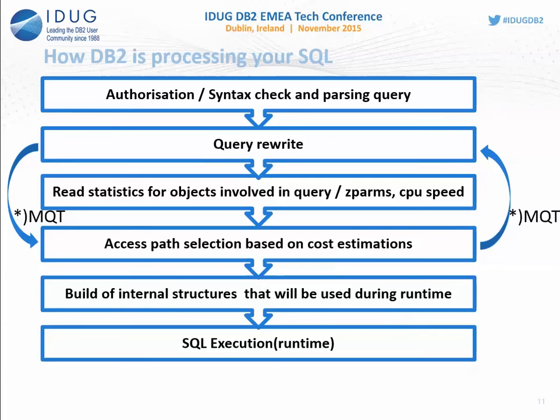Later on, we provide the statistics and ZParms to the optimizer, and the optimizer generates the list of the possible access paths, and from this list we select the best one in terms of CPU cost. We build the internal structure called the runtime tree, and then we execute the runtime tree. This is true for both dynamic and static SQL. Important to mention is that query rewrite happens before we go to the optimizer.